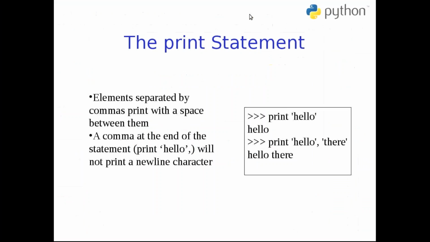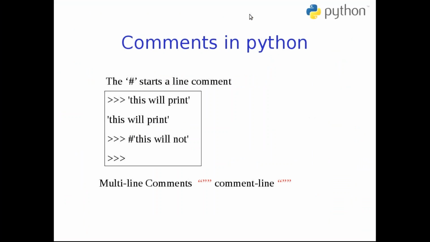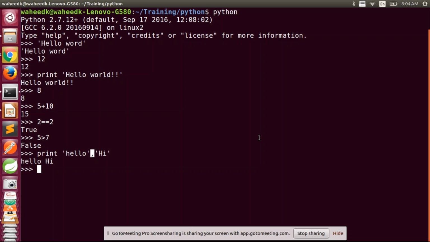Okay. Now, comments in Python. If you're typing something with the help of this hash symbol, it will treat it as a comment. Your Python interpreter is not going to interpret that line. It will just directly prompt you the shell again, like this. Hash print, this is a comment.